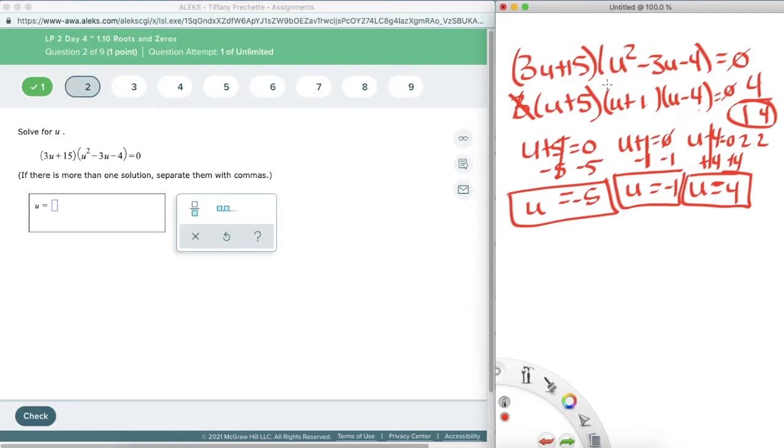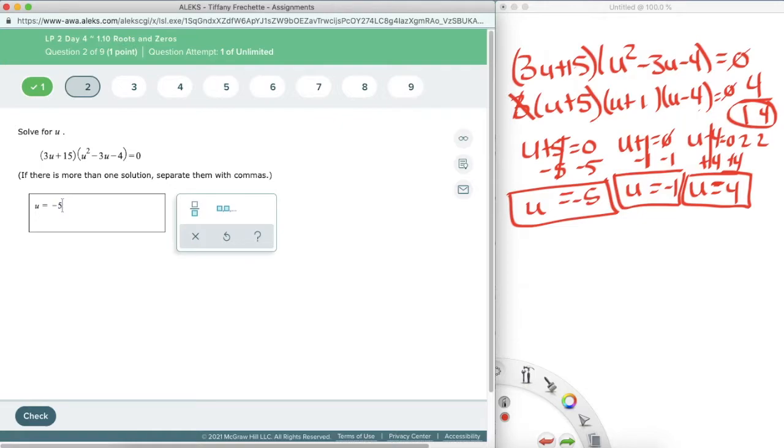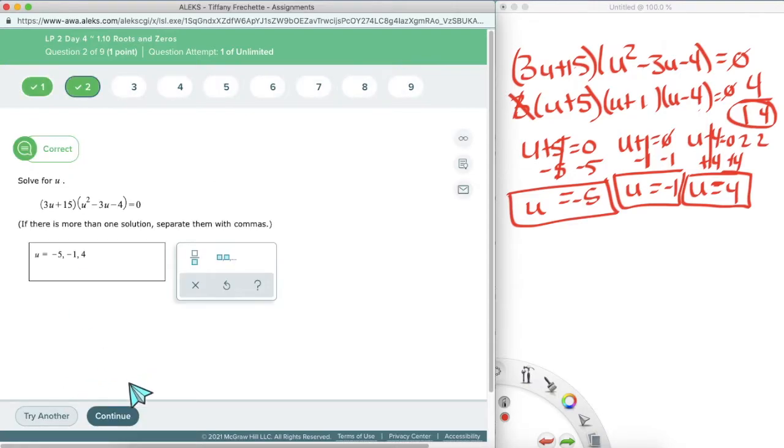So it's just one of those things, you can kind of look ahead on that if you recognize how to, or learn how to identify those pieces. It makes it a little easier. So we're just going to separate these with commas, and there are our 3 solutions. Continue.